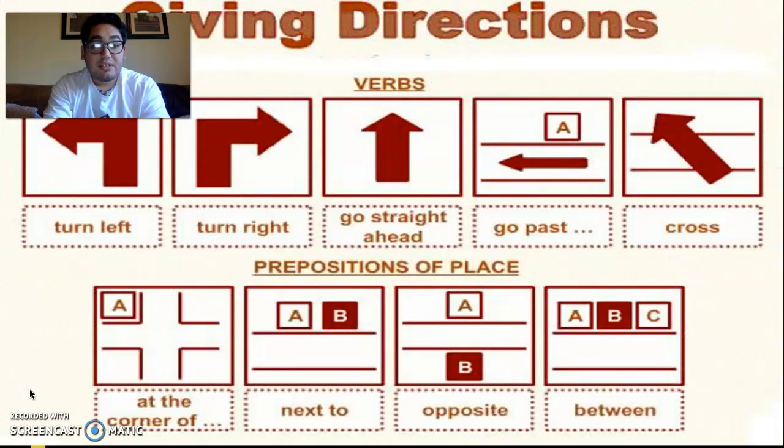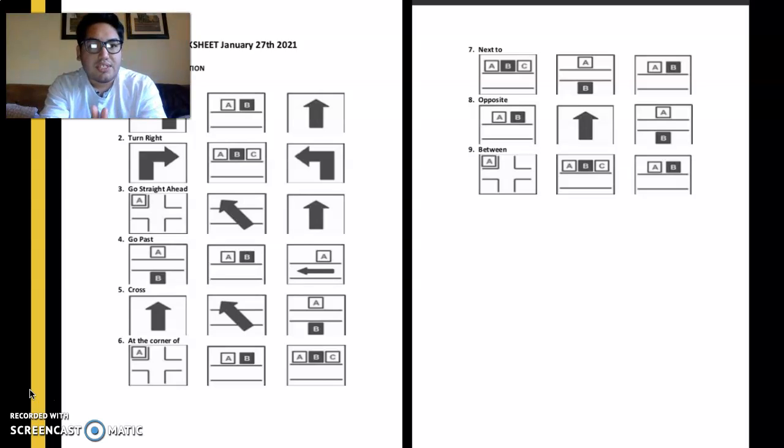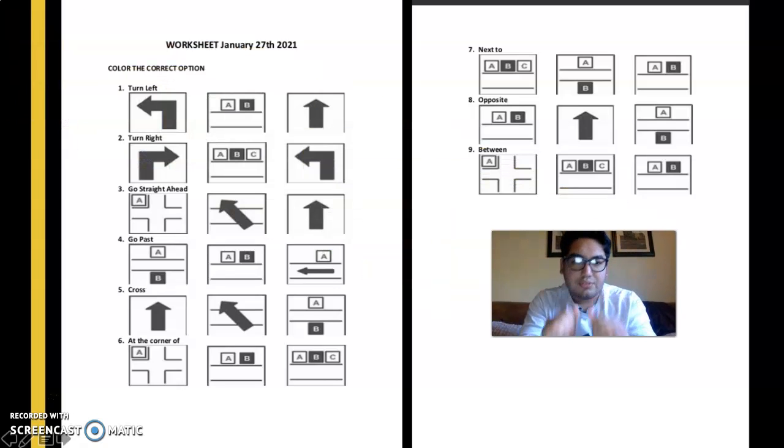Okay? So let's watch the pictures because it's important. Vean las imágenes porque va a ser importante para la actividad. Okay. Ready? Let's continue. The activity. Well, the activity is very easy. We have these pictures in each number of our exercise. We have 3 pictures. Tenemos 3 imágenes. So the instructions are color the correct option.